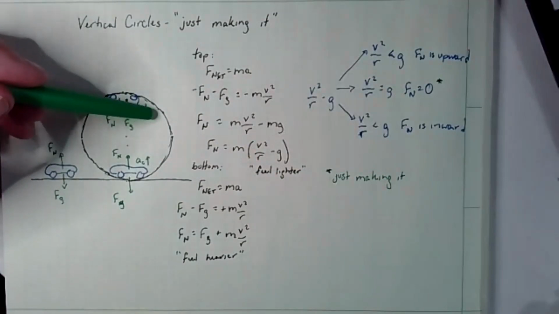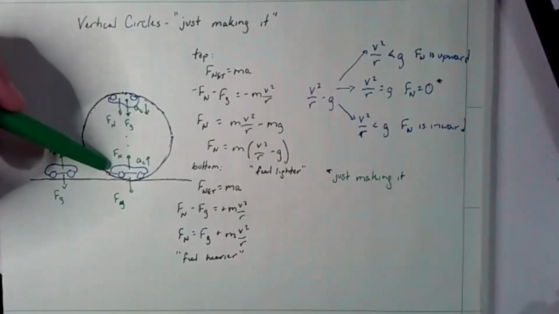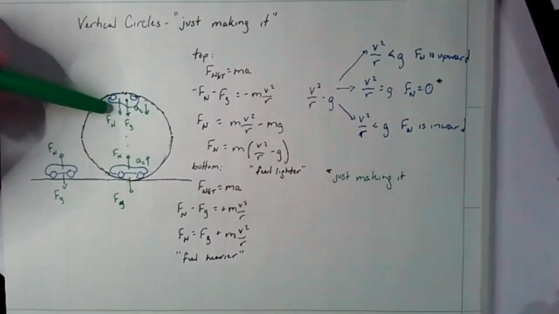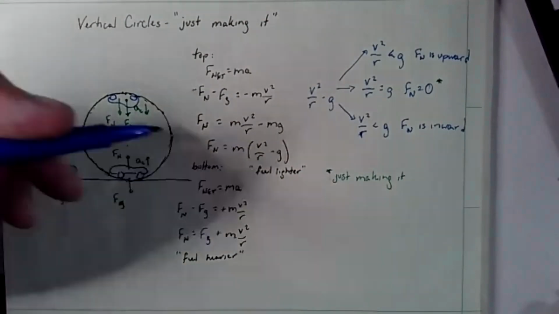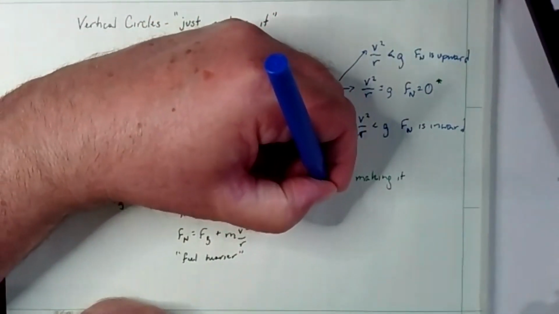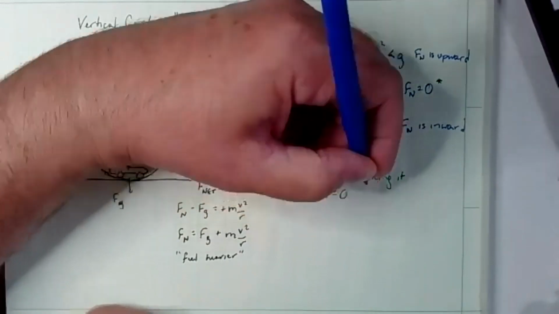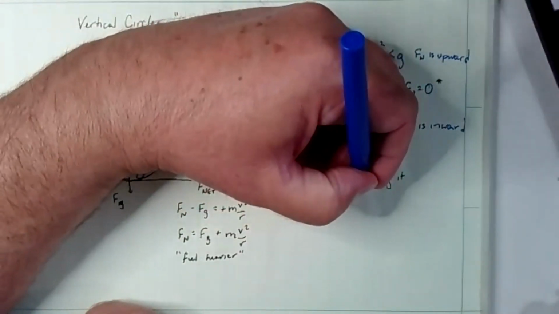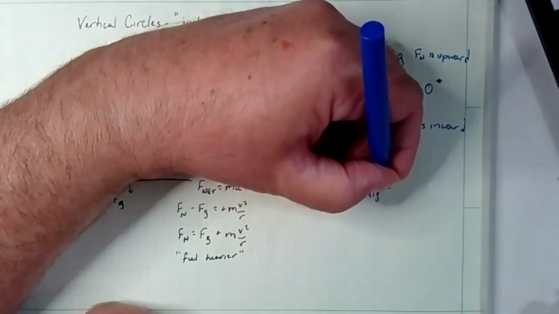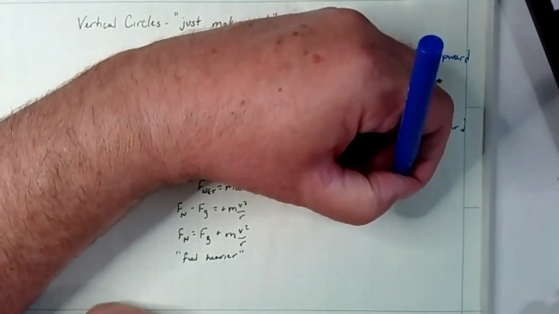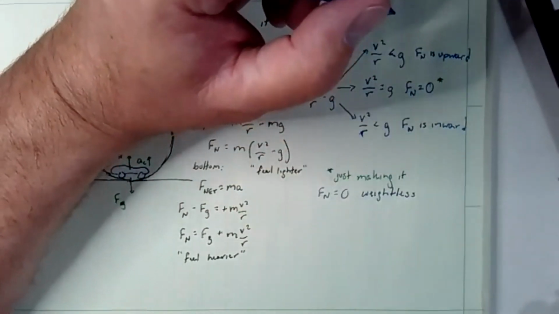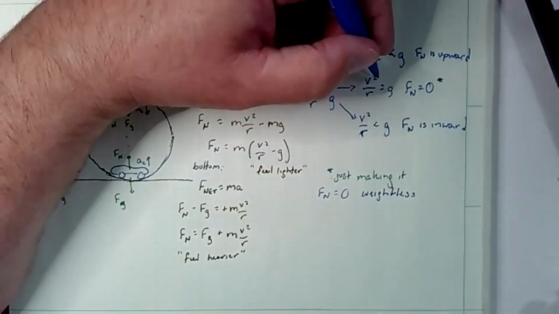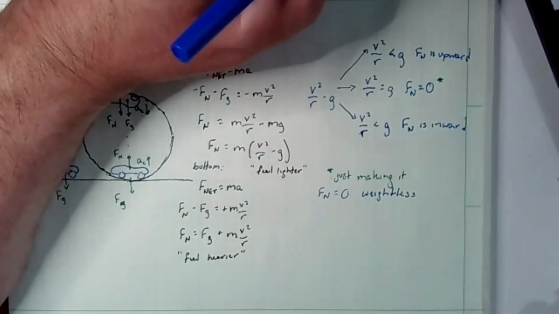So we could replace this track with a mass on a string or something like that. And so it makes it over without the string going slack. Just making it means that the normal force is equal to 0. And you would feel weightless. And again, that happens when v squared over r is equal to g.